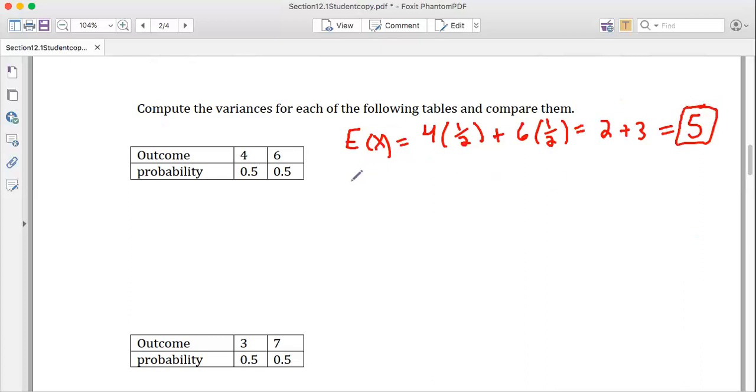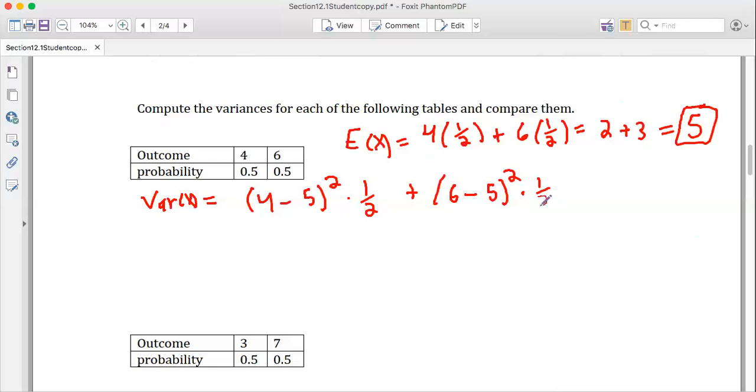Now that I have the expected value, I can find the variance. So here for the variance, remember I would take the outcome 4, subtract away expected value 5, square that difference, and then multiply by probability 1/2. Then I would take the next outcome, which was 6, subtract away expected value 5, square that difference, and then multiply by probability 1/2. So what does this give us?